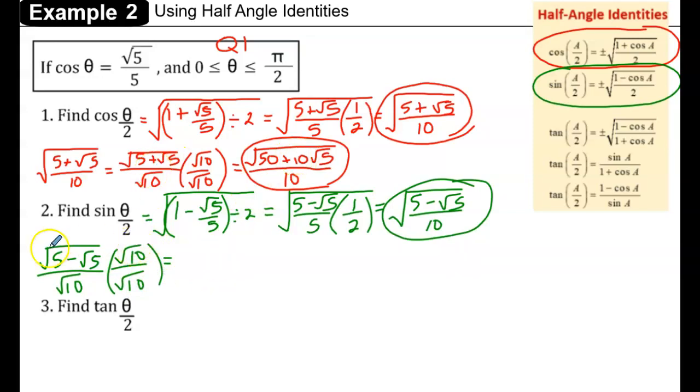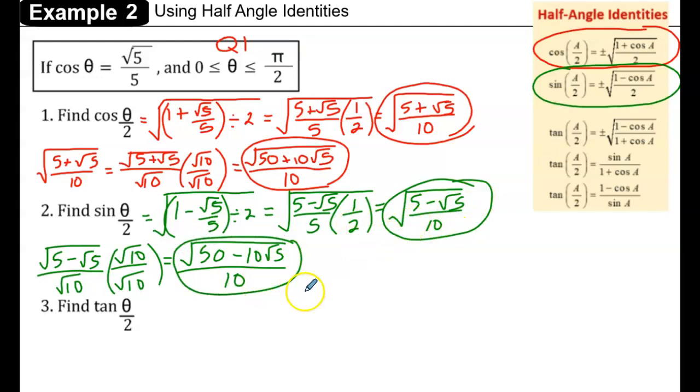And distributing that radicand, we'll have 50 minus 10 square root of 5 in the numerator, all divided by our rationalized denominator, which is 10. And you can check that those are equivalent in the graphing calculator like we did in the example above.